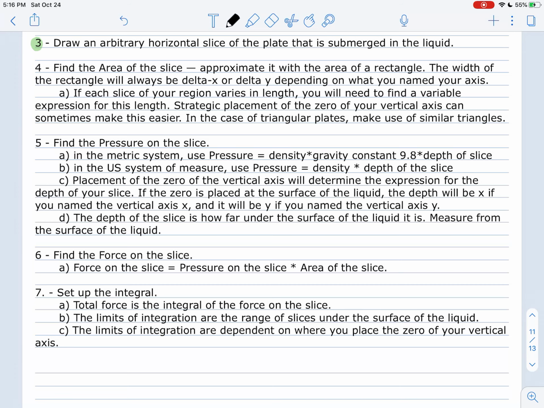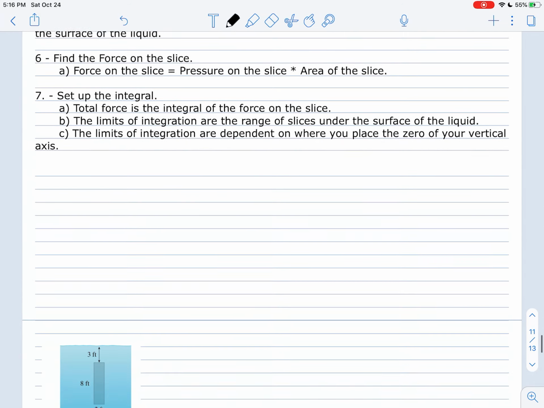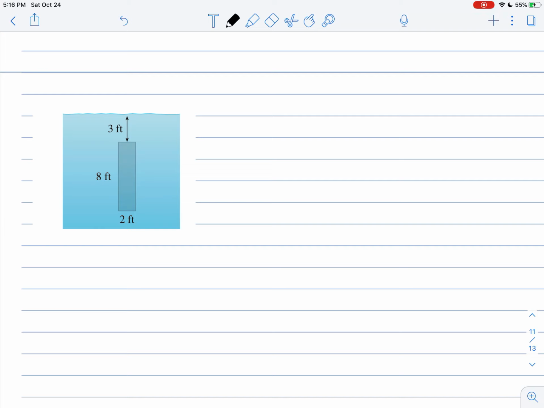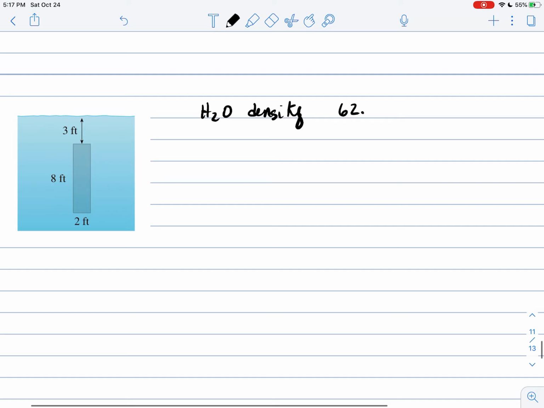All right, so I'm going to start with some simple ones to show you that process. So here, let's just assume that we've got a rectangular plate that's submerged under water, and since we've got feet, you can verify that usually in problems you're given, they provide the density of your liquid. But you can always assume that it's water, and water has a density in US units of 62.4 or 62.5. I'm just going to use 62.5.